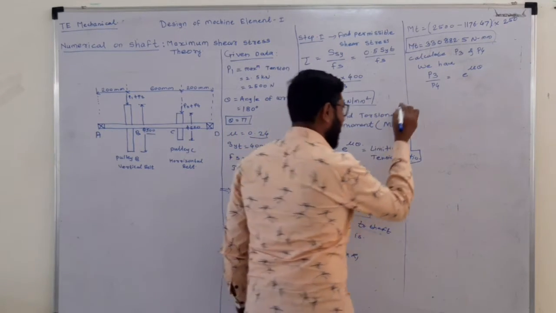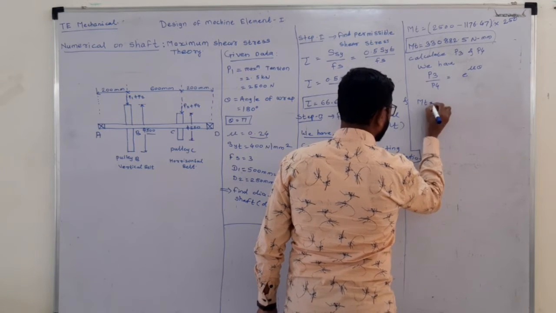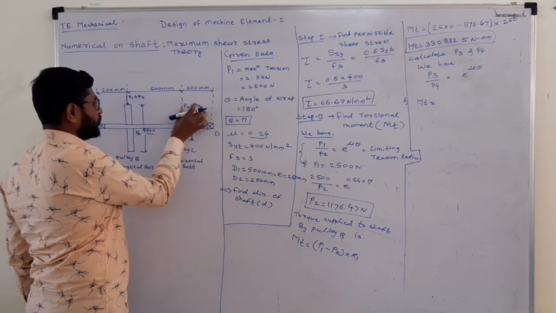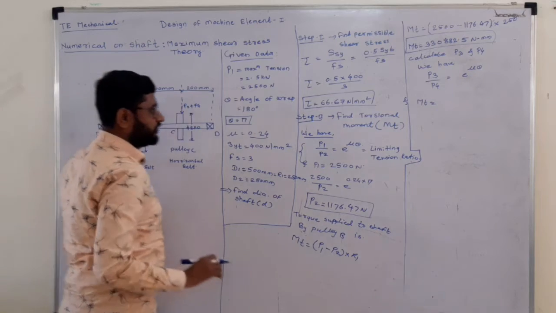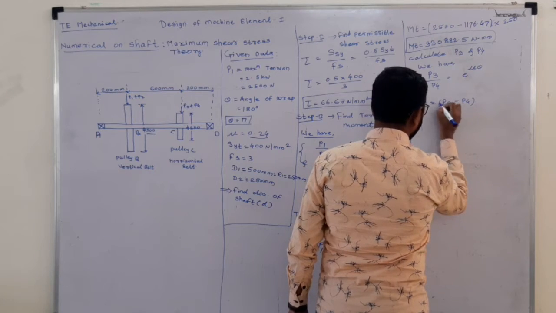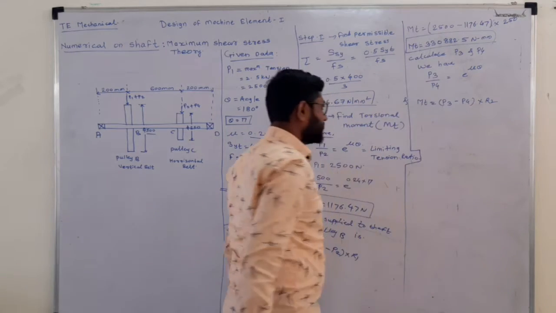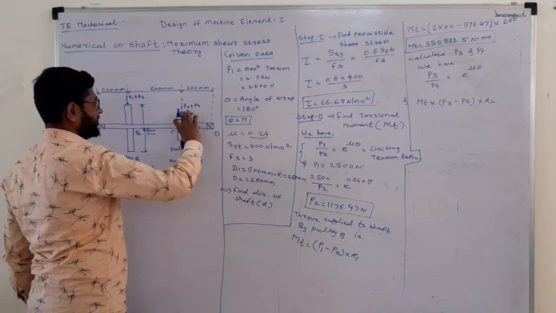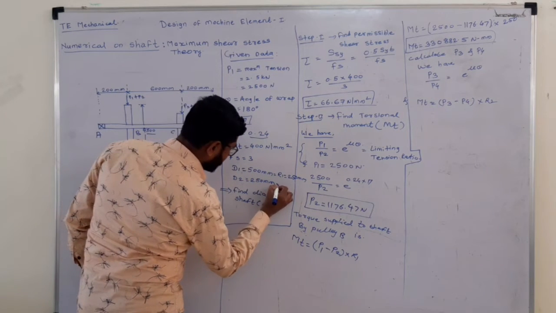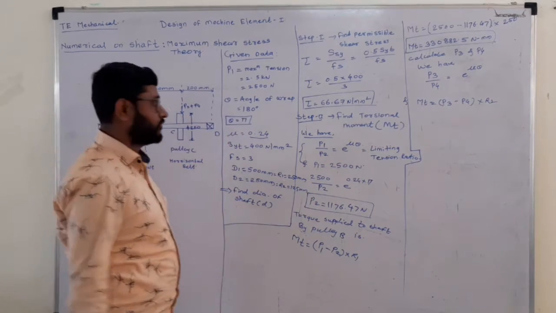The torque supplied to the shaft due to pulley C, that is, on pulley C, two forces are acting, P3 and P4. That's why here we consider Mt is equal to P3 minus P4 into R2, that is the radius of pulley C. Here diameter is given 250 mm, means D2 is 250 mm, means R2 is equal to 125 mm.